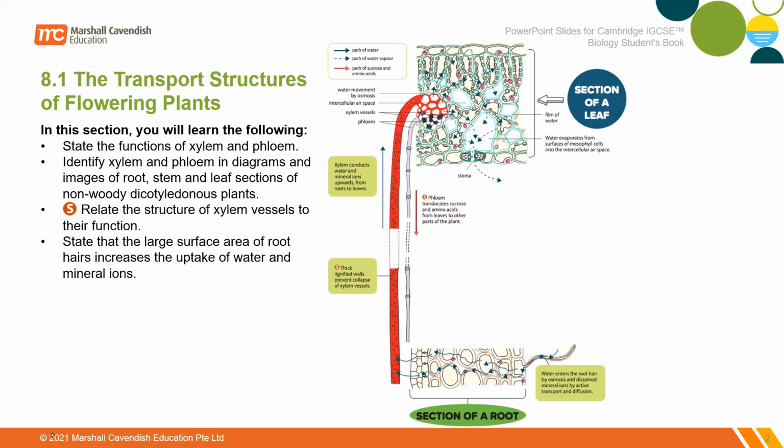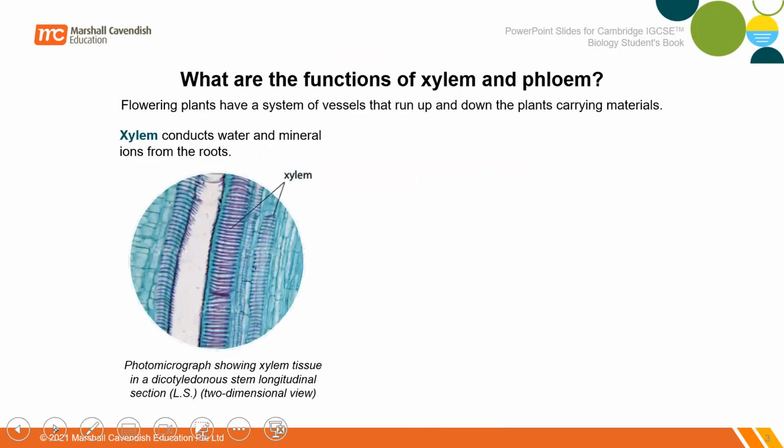We need to state the functions of the two types of transport tissues in plants. Xylem and phloem are the two types of tissues responsible for transporting all of the materials needed for the plant. Definitely, there is a difference between xylem tissue and phloem tissue in structure and in function. Let's go through the PowerPoint presentation in order to understand.